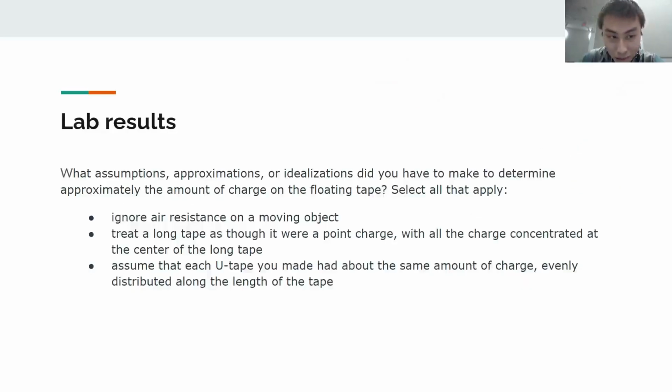Now, for the lab results, we're going to use some assumptions, some of which are as follows. Ignore air resistance on a moving object, since it is more than likely going to be negligible, unless it's very windy inside. Treat a long tape as though it was a point charge, and make sure that all of the charges are centered at the center of that long piece of tape. Now, assume that each of the tapes that you made had about the same amount of charge, distributed evenly across the entire tape.